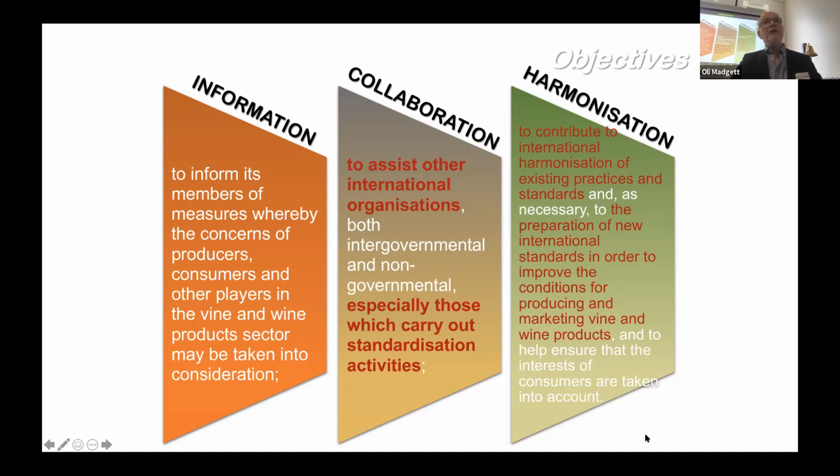And in the event that you cannot standardise, at least to harmonise. And I think we shouldn't lose sight of those 2 elements: to contribute to the international harmonisation of existing practices and standards, and to prepare new international standards as appropriate to improve conditions for producing and marketing wine products.